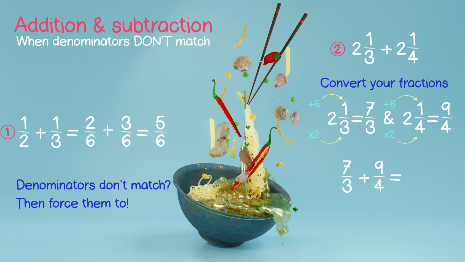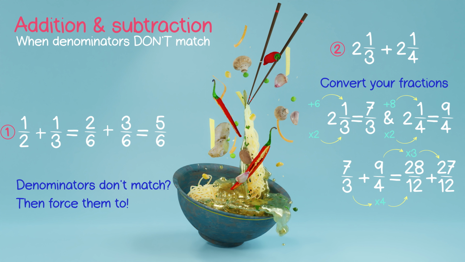The lowest common multiple of 3 and 4 is 12, so 4 times 3 equals 12, and we have to do the same to our numerator. 7 times 4 equals 28, giving us our first fraction, 28/12. 4 times 3 equals 12, and 9 times 3 equals 27, and we now have our second fraction. Also, we have forced our denominators to match.